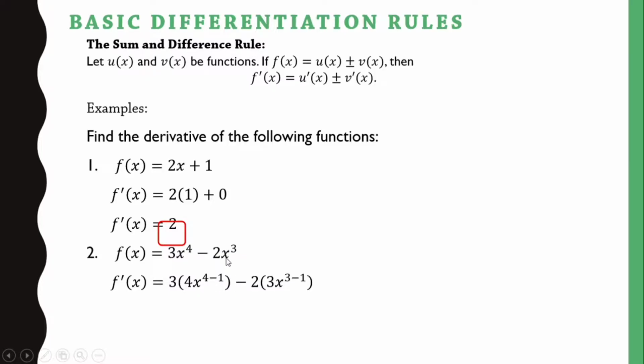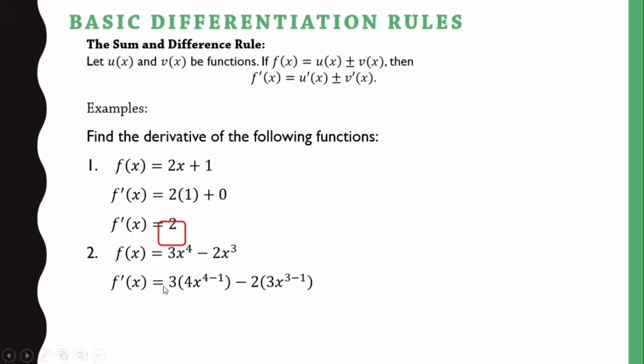Minus, again, we get the derivative of 2x cubed. So, using the constant multiple rule for 2x cubed, we take out 2, then get the derivative of x cubed, that is, take 3, then subtract 1 from our exponent. That is 3 minus 1.